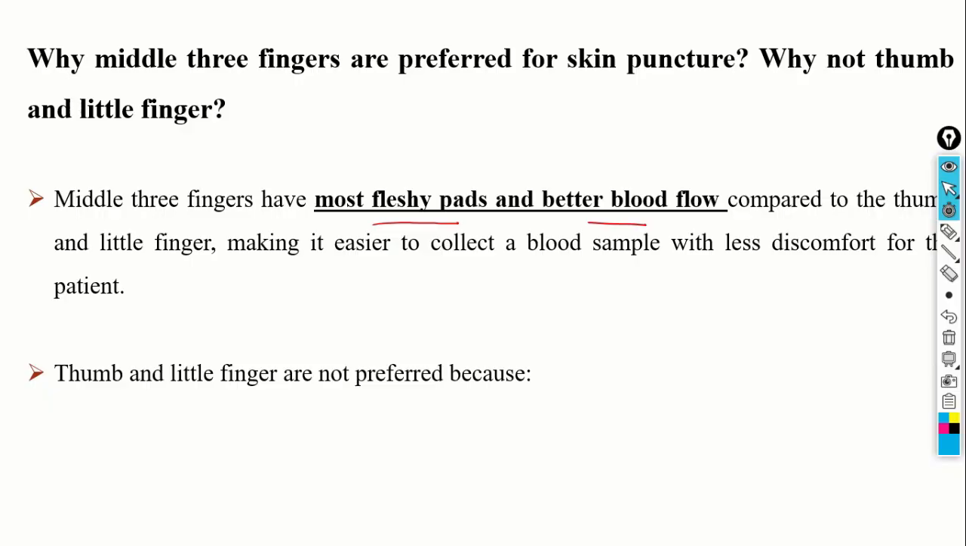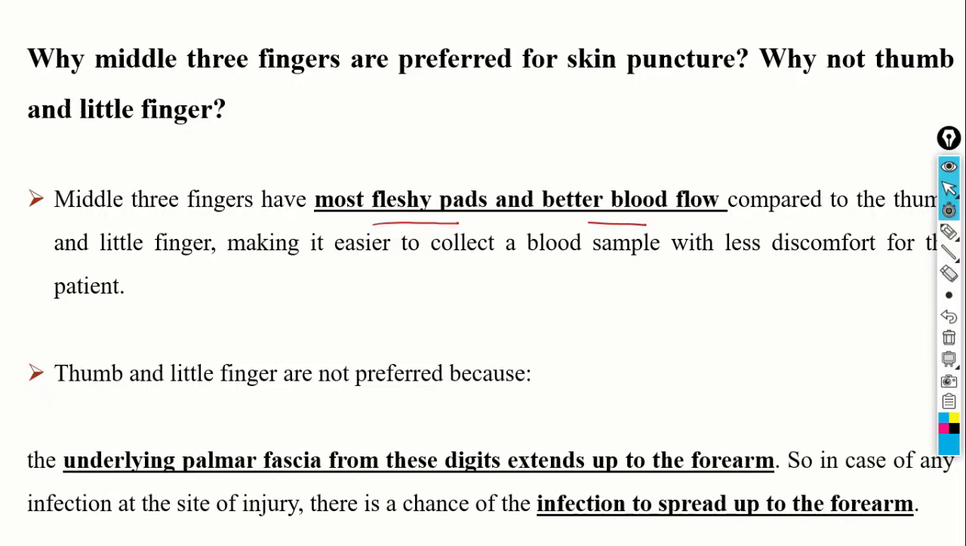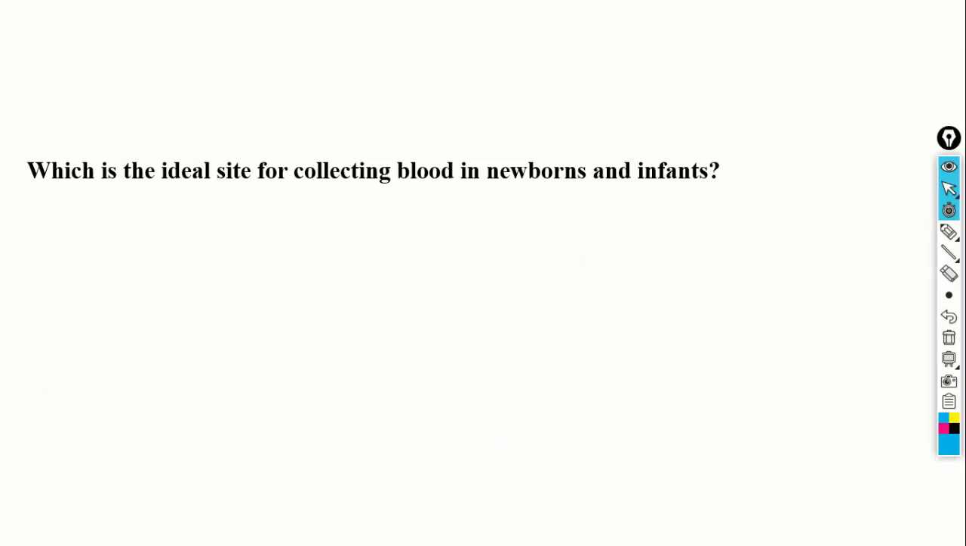Thumb and little fingers are not preferred because the underlying palmar fascia of these digits extends up to the forearm. So in case of any infection at the site of injury, there is a chance of the infection spreading to the forearm. Which is the ideal site for collecting blood in newborn and infant? The answer is the heel and the plantar surface of the big toe.